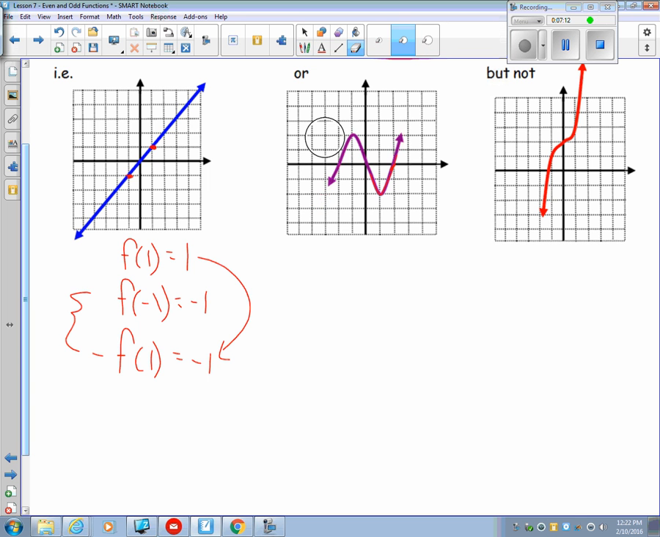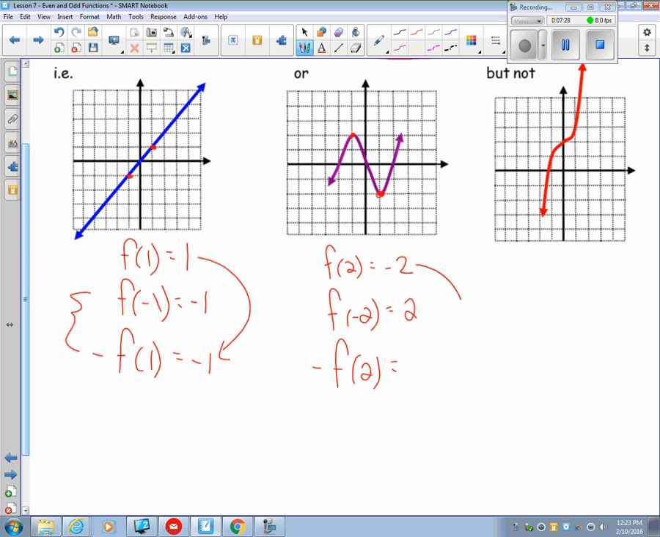We can try the second one here, same ideas. Okay, let's find some nice points here. Let's try f at 2. It'll be right here. It's negative 2. Let's see what happens at negative x. Okay, that's up here. It's 2. And if I took the negative of my initial one, I'd end up with the negative of this. That's a positive 2. These two things are the same.